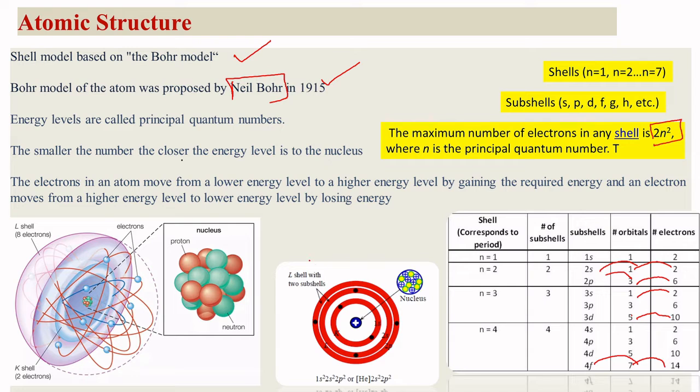Another thing: the outermost shell has less attraction to the nucleus because its radius is large, so the attraction is very small compared with the innermost shell. The outermost shell generally contributes the valency electrons. When energy is given, the electron moves from the valency band to the conduction band, that is, it is excited. So this is about atomic structure. I have just given the idea.